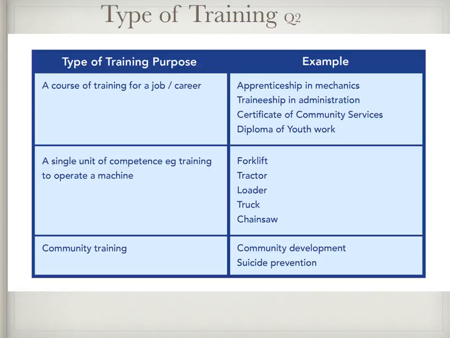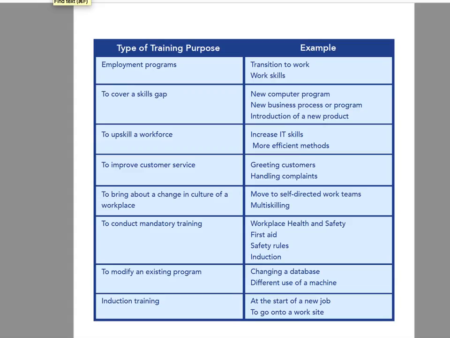So it might be a course of training for a job or a career. It could be an apprenticeship or a traineeship. It might be a single unit of competence. So it could be something like a forklift ticket or a loader ticket. Might be community training for something like community development, suicide prevention, that sort of thing. Might be employment programs such as transition to work or work skills to cover a skills gap.